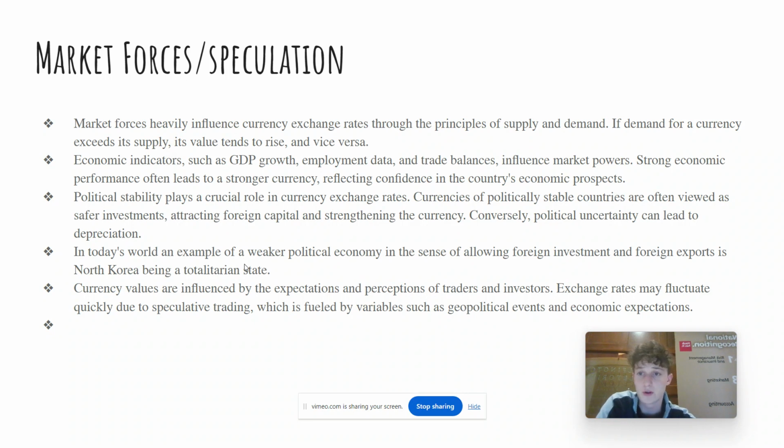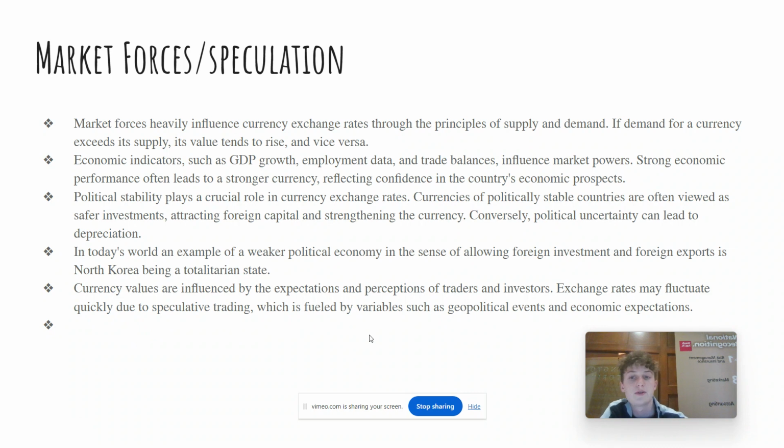Of course, political stability plays a crucial role in currency exchange rates. Currencies of politically stable countries are often viewed as safer investments for foreign direct investment, attracting foreign capital and strengthening the currency. Conversely, political uncertainty can lead to depreciation. In today's world, an example of a weaker political economy in the sense of allowing foreign exports and investment is North Korea, being a totalitarian state.